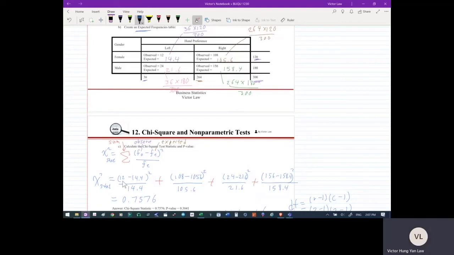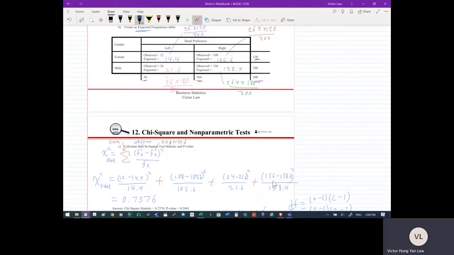For the first cell, we have the observed minus the expected, squared, divided by the expected. In the first cell, the observed is 12 and the expected is 14.4, so we have 12 minus 14.4 squared, divided by 14.4. The second cell, 108 is the observed and the expected is 105.6. So we take 108 minus 105.6 squared, and then divide by the expected 105.6. Then the third cell, same idea. We have 24 as the observed, and the expected is 21.6. So 24 minus 21.6 squared, divided by 21.6.